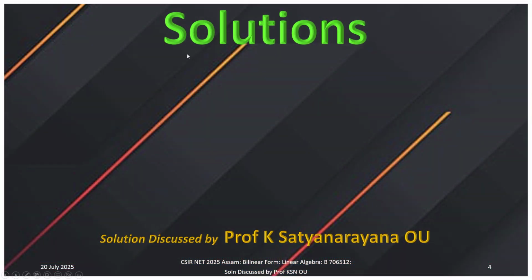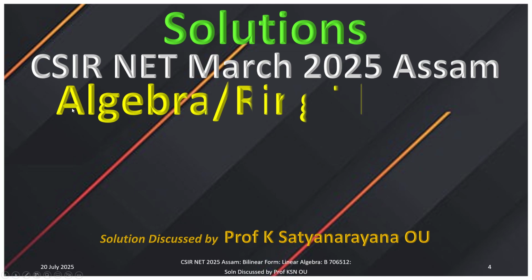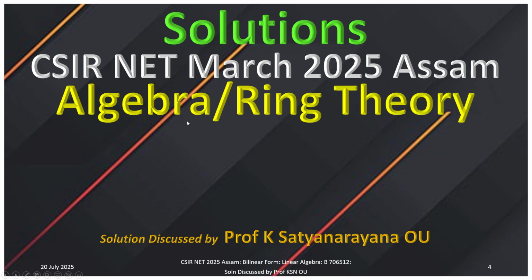We continue the discussion of the solutions of the problems that have appeared in the CSIR National Eligibility Test held in the month of March 2025. It is a rescheduled examination for Assam Center. In this video, we discuss the solution of a problem from the section Algebra and from the subsection Ring Theory.